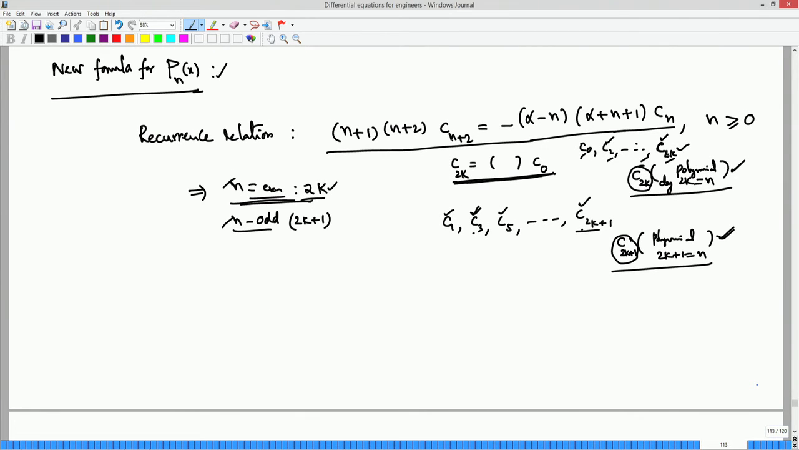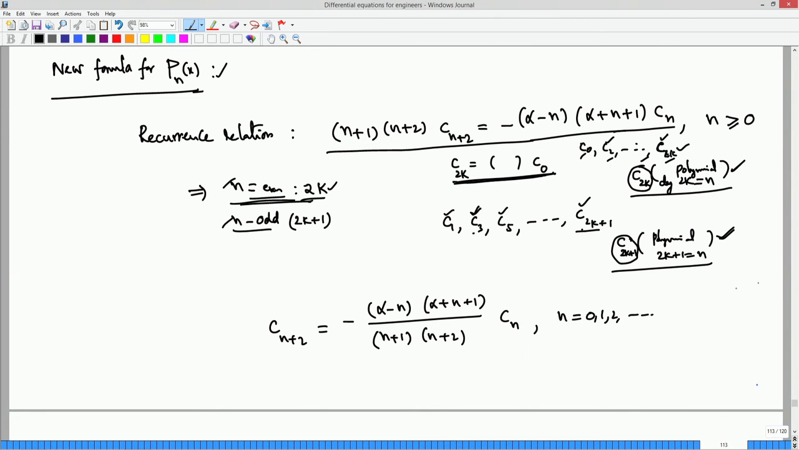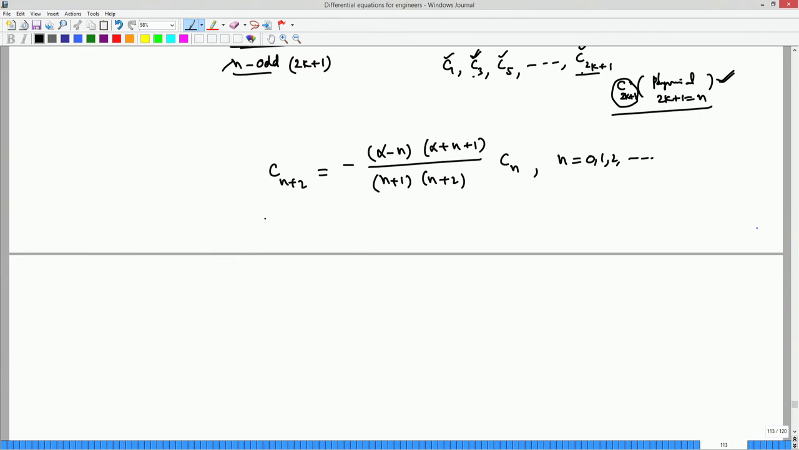So, instead of writing Cn plus 2, so we normally do like this, alpha minus n, alpha plus n plus 1 divided by n plus 1, n plus 2, Cn. This is what we normally do, okay. N is from 0, 1, 2 up to. This is what we do, but instead we reverse this thing.